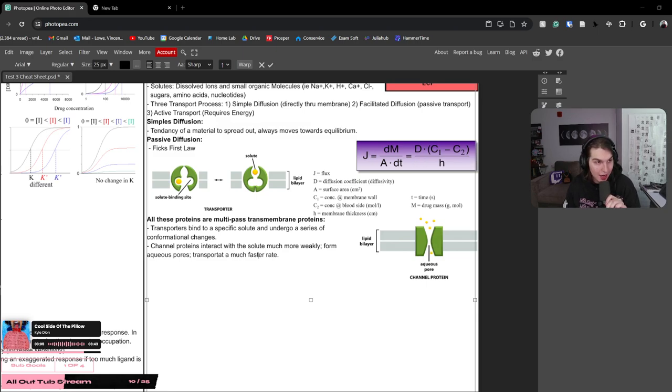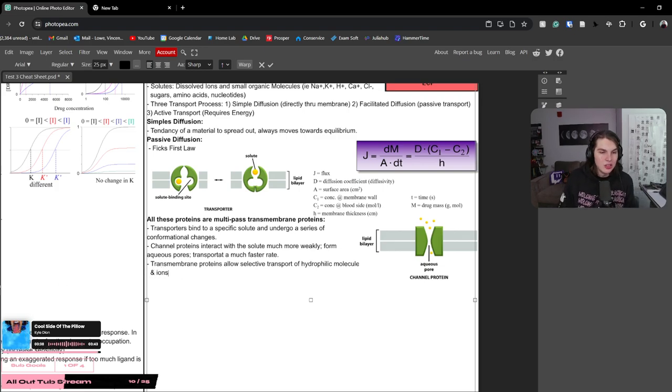Yeah, so transmembrane proteins allow selective transportation of hydrophilic molecules, and there should be ions there. Oh, there you go. Perfect.